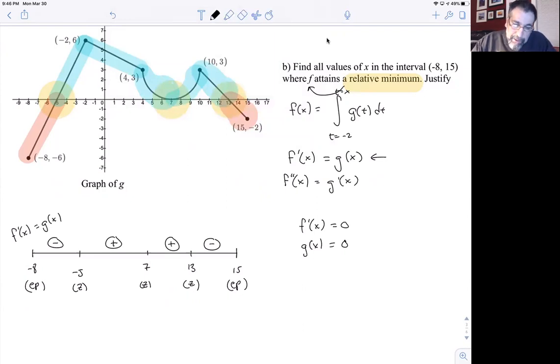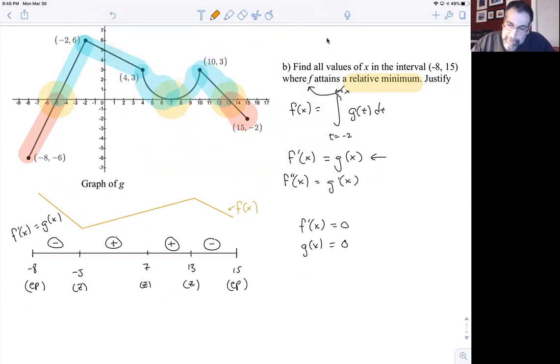What I like to do here is draw a line graph of my function to keep track of what's going on. Because the derivative is negative, f in this case is decreasing. Then the derivative is positive all the way through here, so f is increasing. Now the derivative is negative, so f is decreasing. So this is a rough sketch of what f of x would look like.